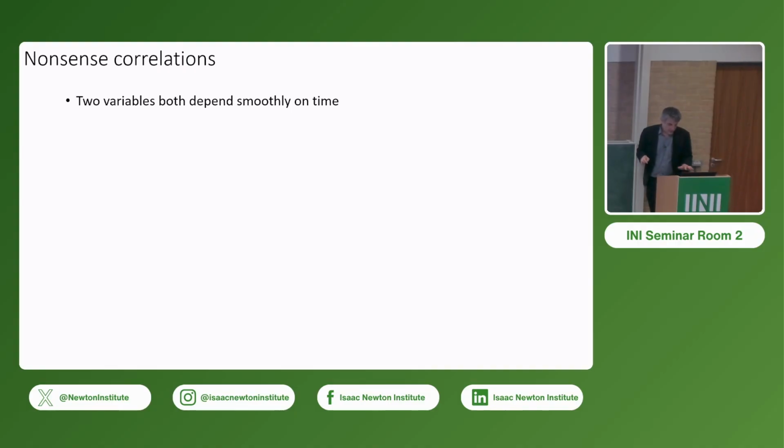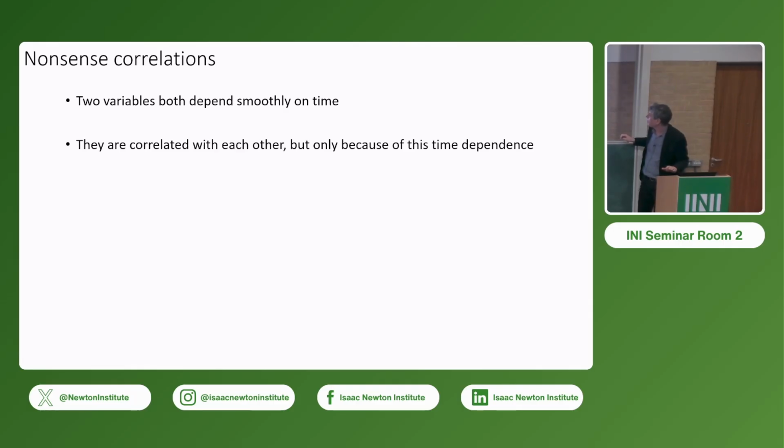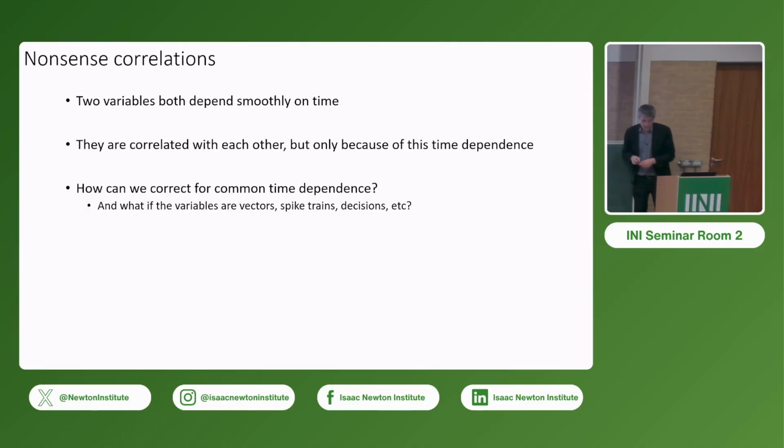All right, so nonsense correlations is our problem in neuroscience because everything we record depends on time. The mouse might suddenly decide to keep going right, and normally they do that at the end of the experiment when they're bored and they just want to get out of here, like, are we done yet, sort of thing. And so the behavior changes towards the end of the experiment. Also, the brain activity changes, but that doesn't mean they're related. It's just because it's at the end of the experiment. You've got two variables that both depend smoothly on time, and they're correlated with each other, but only because of a common time dependence. How do we correct for the common time dependence?